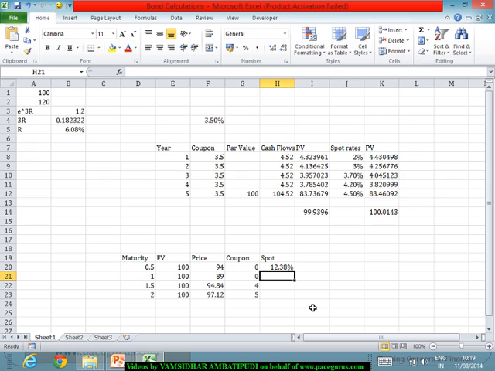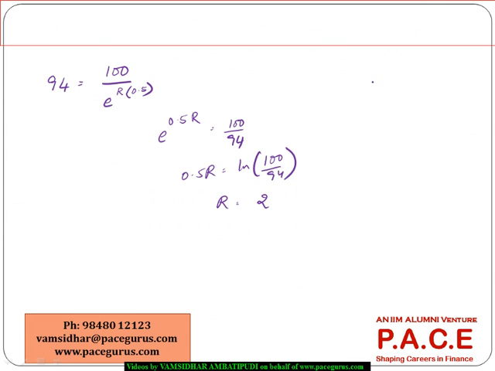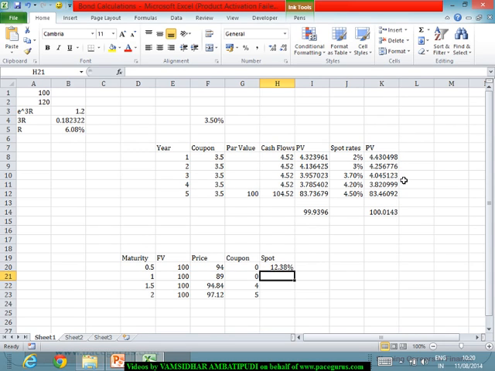Now the same logic, if I go for 1 year, even this is a treasury bill, so the only cash flow that is coming is at the end of 1 year. So 100 divided by e^R1 is equal to 89. So e^R is coming out to 100 by 89. R will come out as log 100 by 89. So in this case, this is working out to log 100 by 89, giving me 11.65% as the 1 year spot rate.